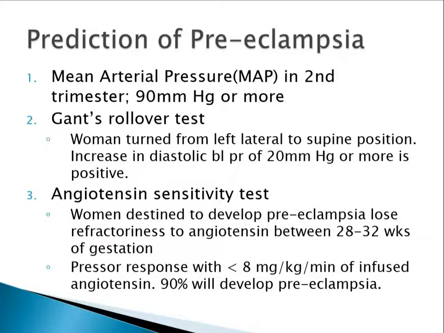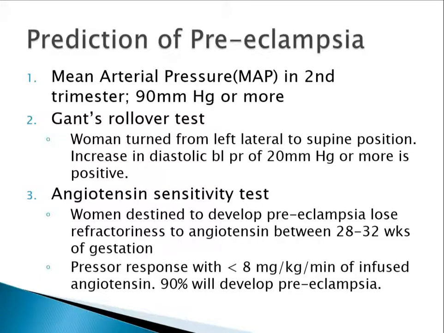Then, angiotensin sensitivity test. Normally in a pregnant woman, the blood vessels lose their sensitivity to angiotensin. So, if angiotensin is given, these blood vessels do not contract. They are refractory to the action of angiotensin. If they contract, what will happen? The blood pressure will rise, isn't it? So, nature has provided this. There is a refractoriness to angiotensin. But in a woman who is going to develop preeclampsia, this refractoriness to angiotensin is lost. They remain sensitive to angiotensin.